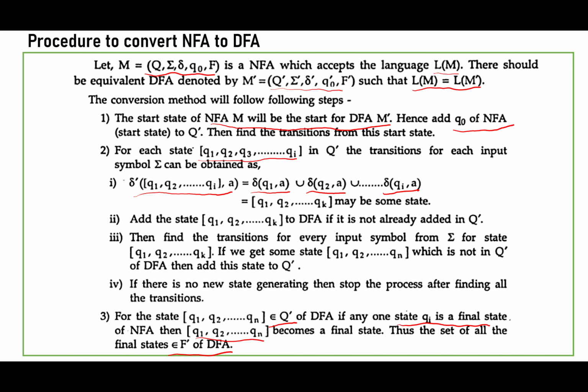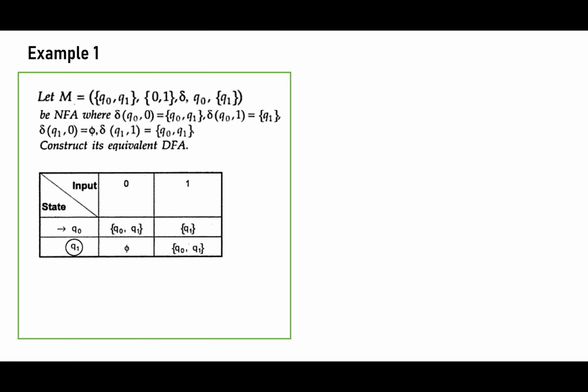So we will see the problem first. Here the problem is given as M equal to a tuple. It is given as a formal definition, and you know it has 5 elements. The first one, q0 q1, is the set of states. Then 0 comma 1 is the set of input symbols. Then the transition function. Then q0 is the initial state, and q1 is a final state.